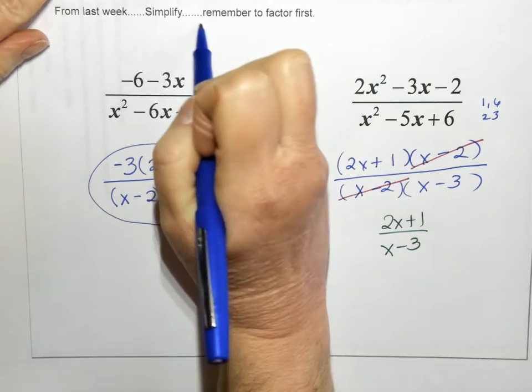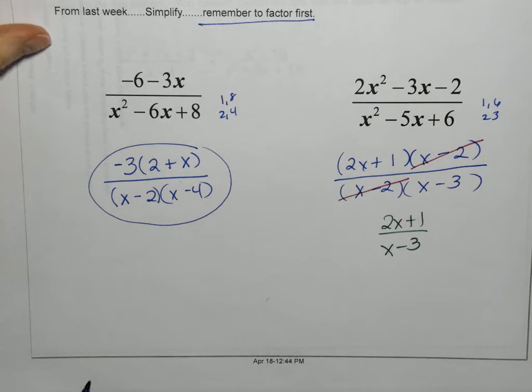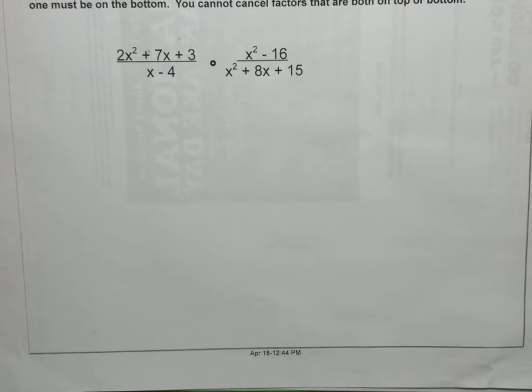So remember, factor first. So, when we multiply fractions together, remember you can only cancel factors. One of the factors must be on top and one of the factors must be on the bottom. You cannot cancel factors that are both on the top or both on the bottom. So we start off by factoring.